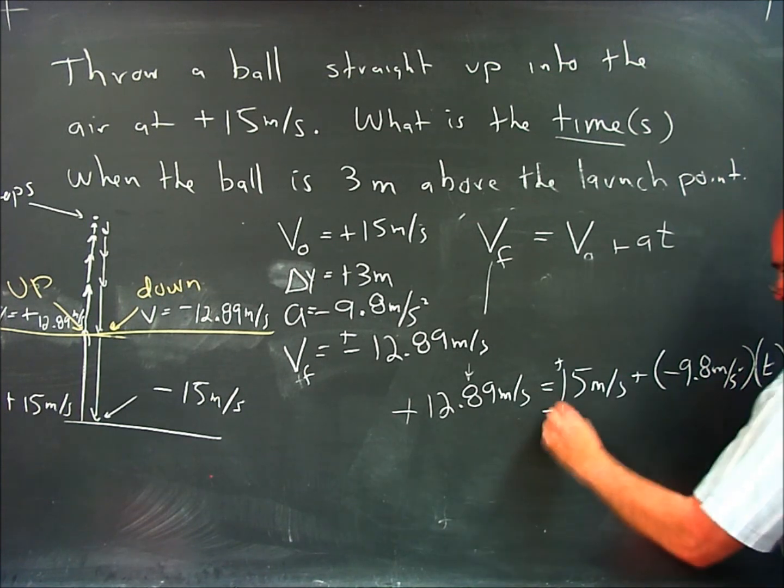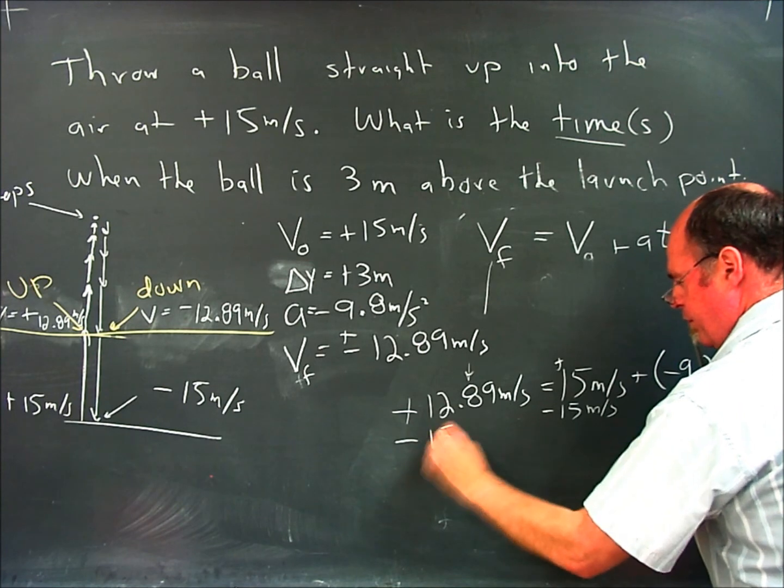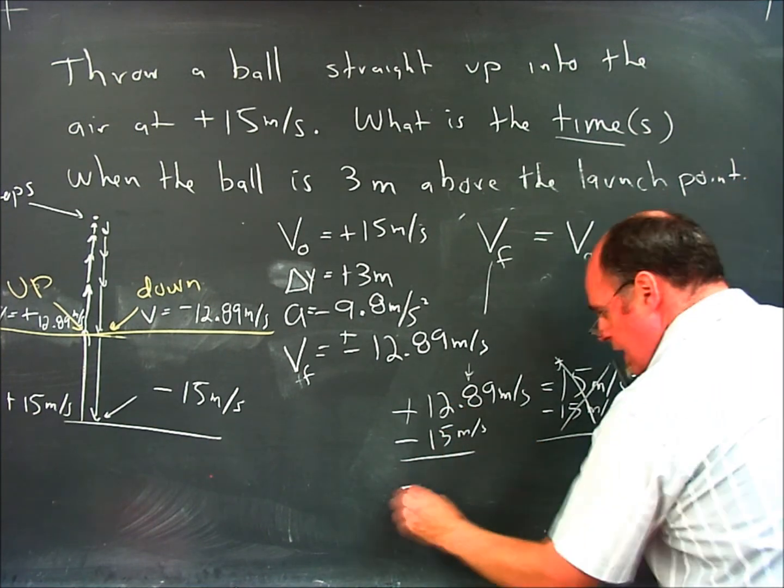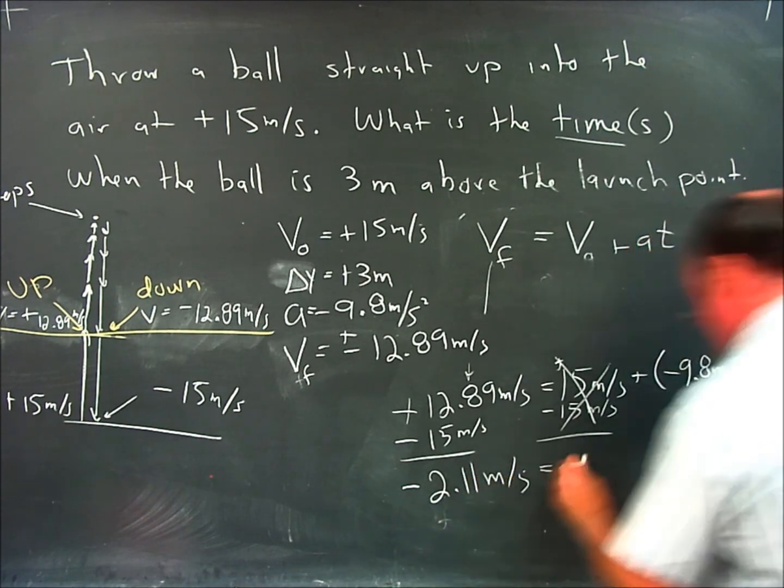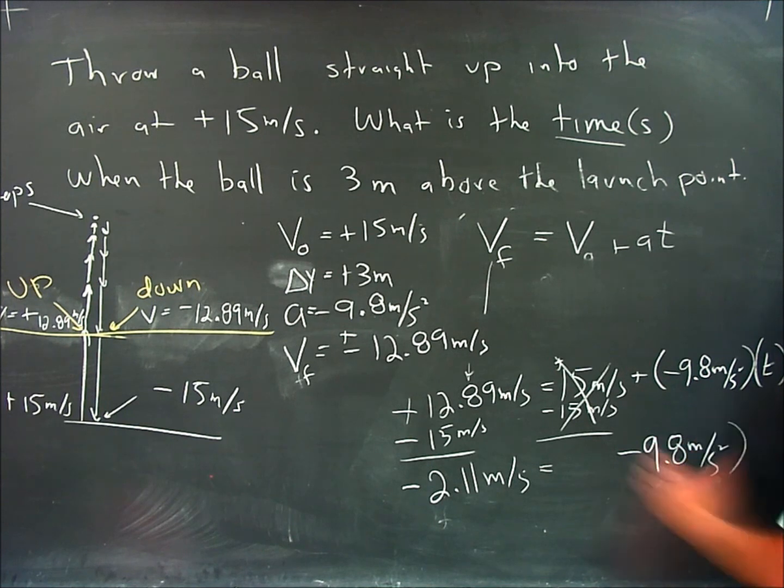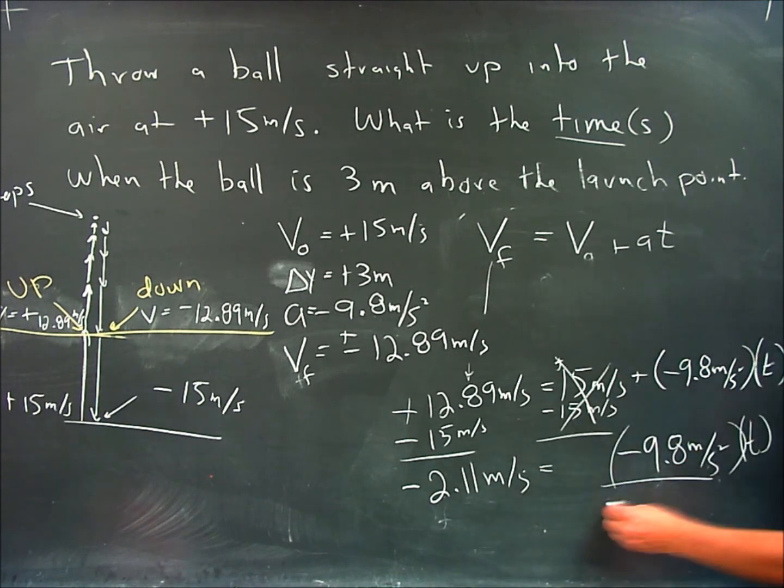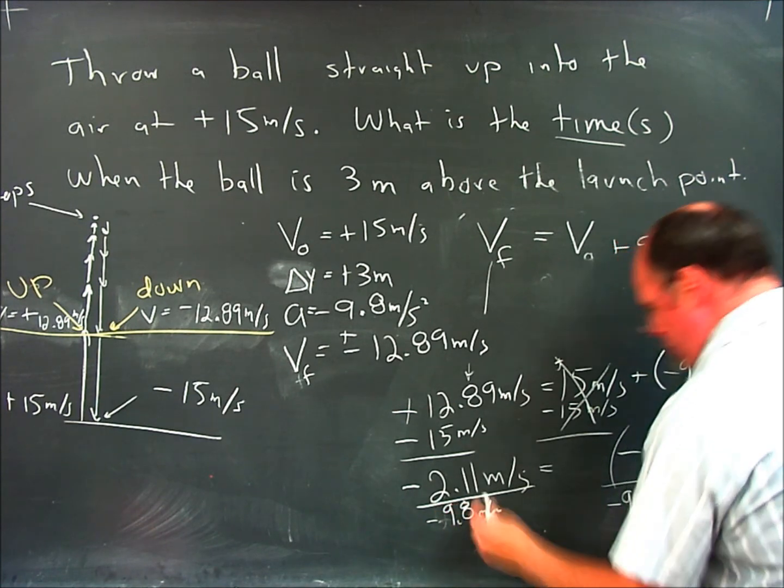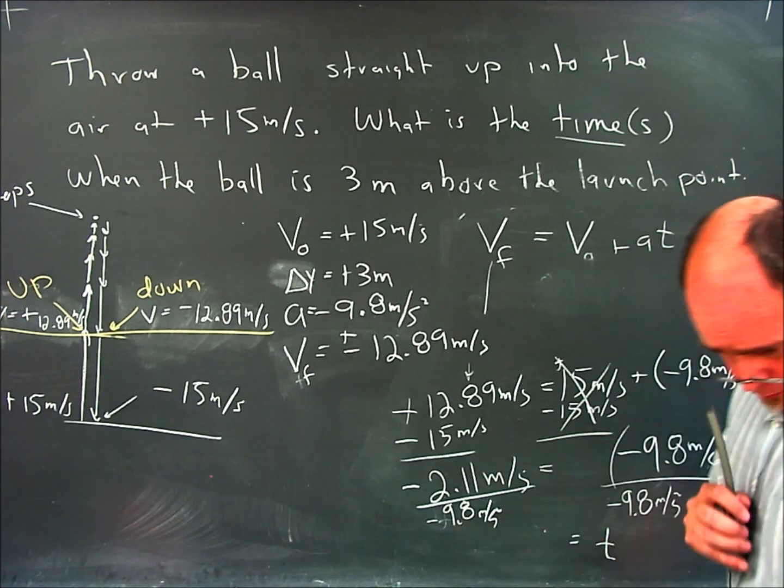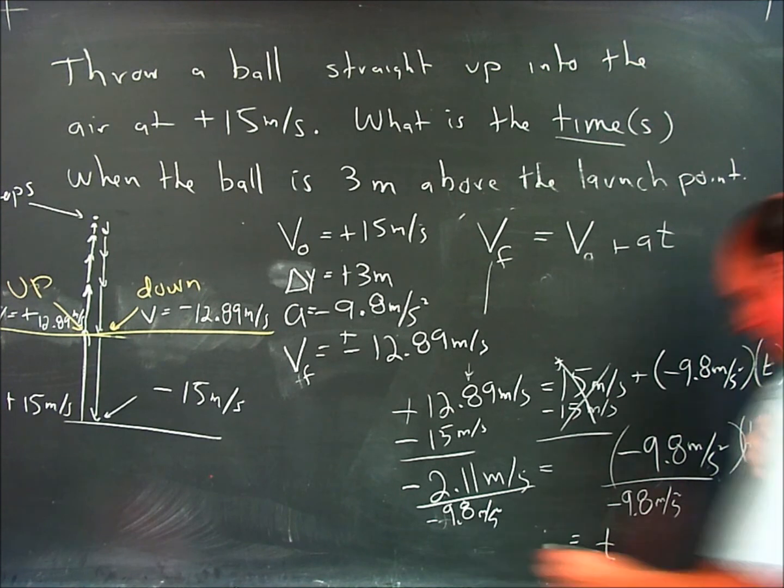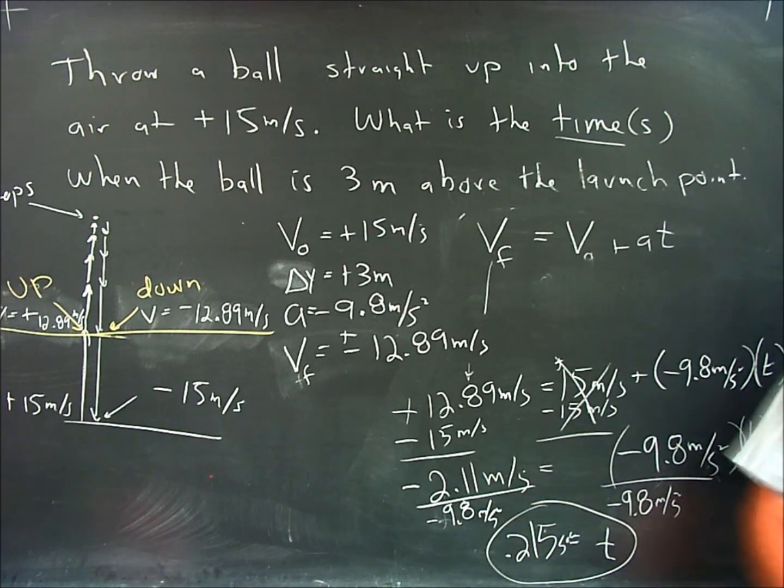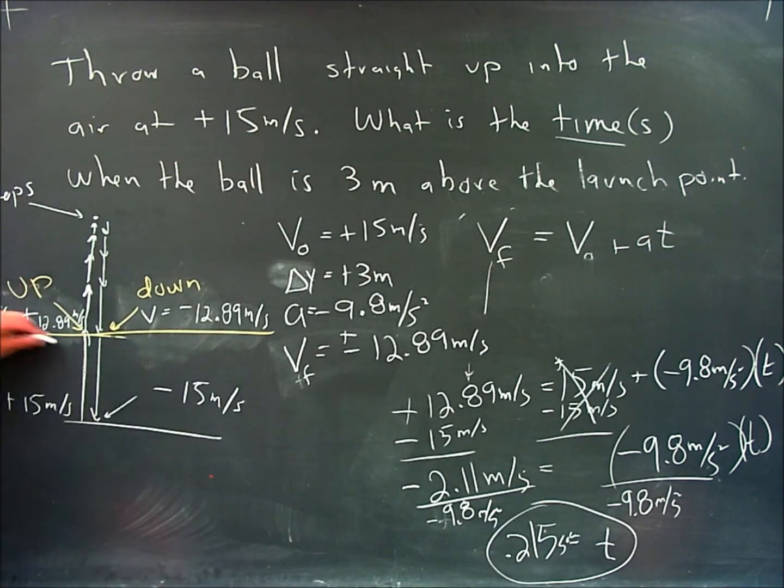So if I subtract 15 from both sides, this side cancels out. This side is going to become negative 2.11 meters per second, and that's going to equal the negative 9.8 times the t. So I'll divide both sides by negative 9.8. And what I get is t will equal 0.215 seconds. So if I throw the ball up in the air, when it gets right here, the time is going to be 0.215 seconds.